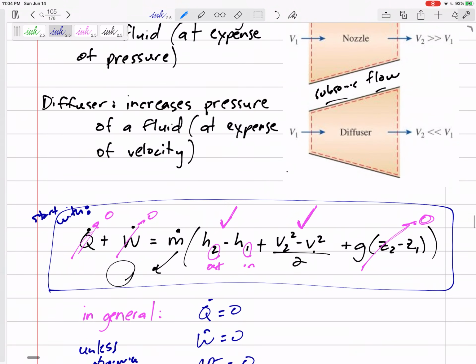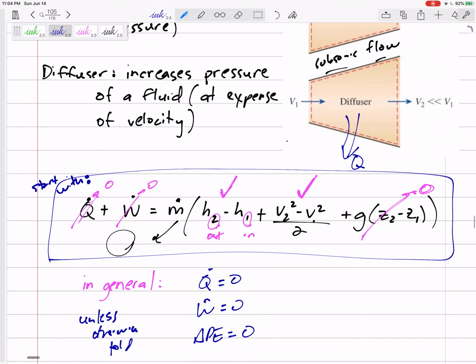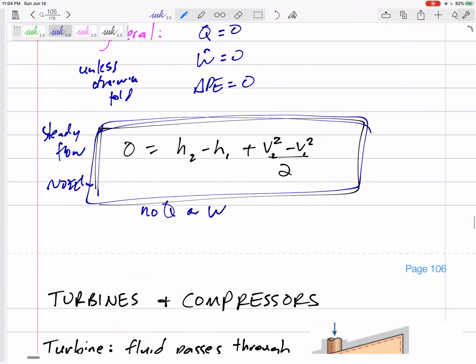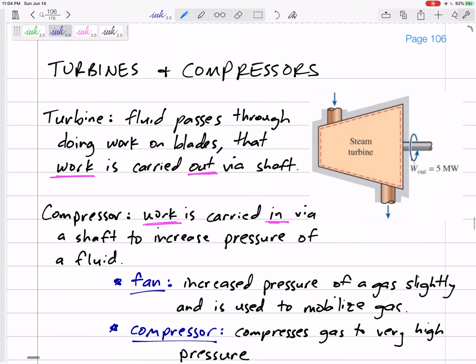What if we had a diffuser and it said something about some Q going out? Then we would need to start with the general equation, and we would need to plug in whatever Q value it told us for that one. Okay, turbines and compressors.